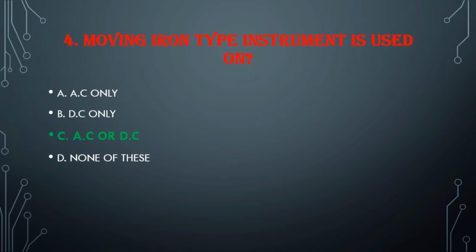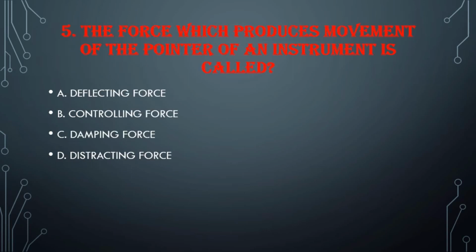The correct answer for this question, my friends, is C. AC or DC. The next question for you all, my friends, is that the force which produces movement of the pointer of an instrument is called. The options are A. Deflecting force, B. Controlling force, C. Damping force, D. Distracting force. And your time starts now.